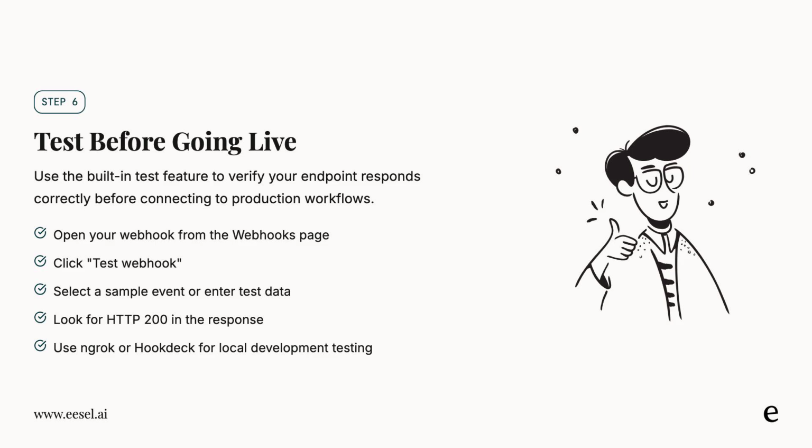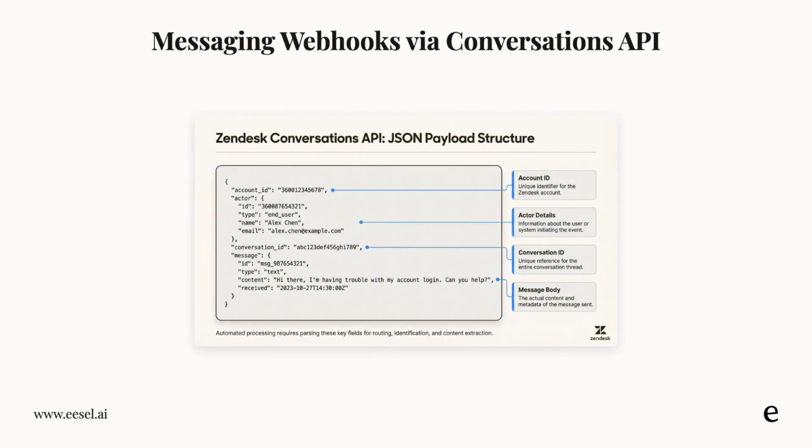Zendesk's messaging platform has its own webhook system through the Conversations API, separate from standard webhooks and purpose-built for real-time chat. Create it inside a custom integration, subscribe to events like conversation.message, and the payload gives you the conversation ID, message body, and actor details. That's everything an AI tool needs to generate a contextual reply.